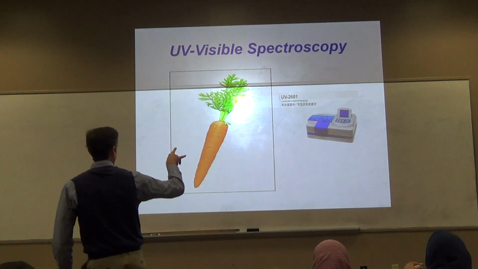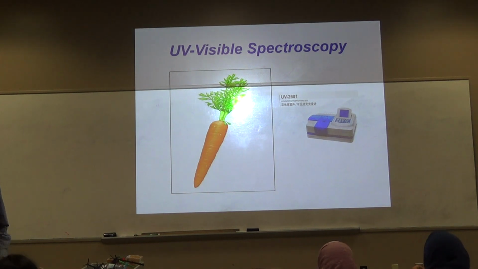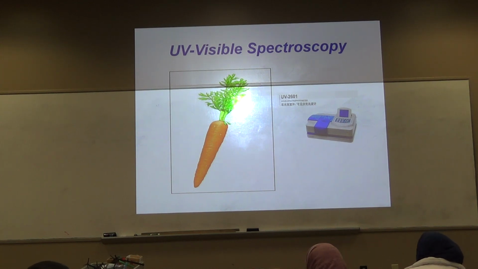Okay, that's a carrot, and that's a UV-Vis spectrometer, similar in size to an IR. We've got a light source. IR provides IR light. UV-Vis provides ultraviolet and visible light. Two different types of light combined into a single spectroscopy. Okay?